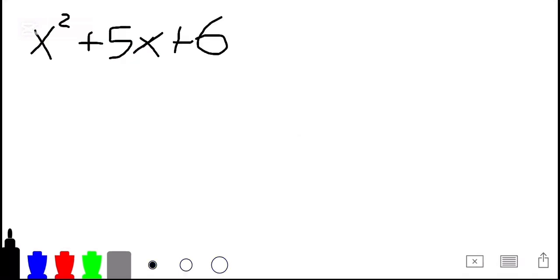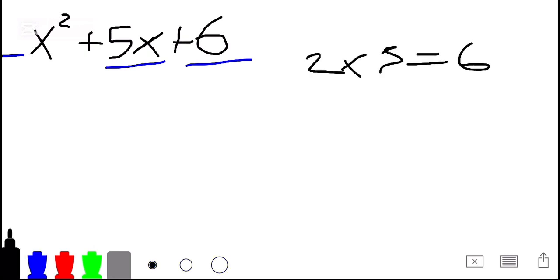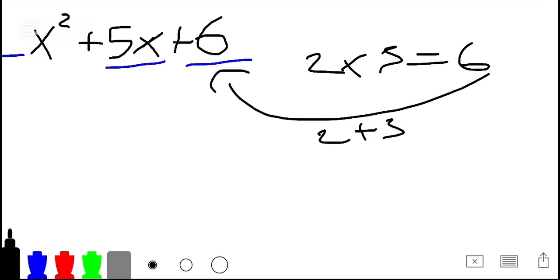The main idea is that we want two numbers that multiply to the third term, in this case, it's 6, and add up to the second term, in this case, it's 5. Also, this only works if there's no number in front of the x squared over here. So, in this trinomial, 2 and 3 would work because 2 times 3 equals 6, which does fulfill this one, and 2 plus 3 equals 5, which does fulfill this one.